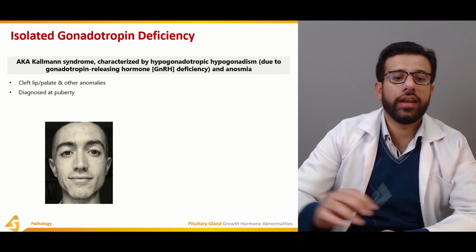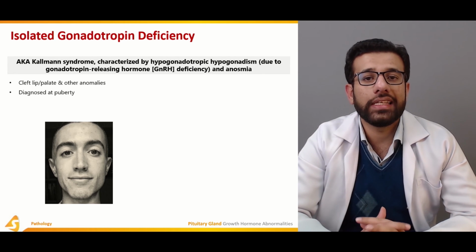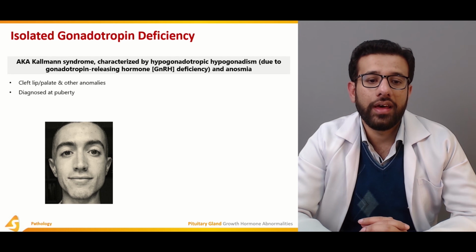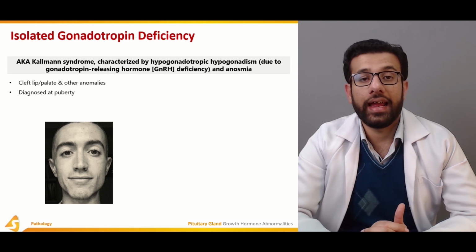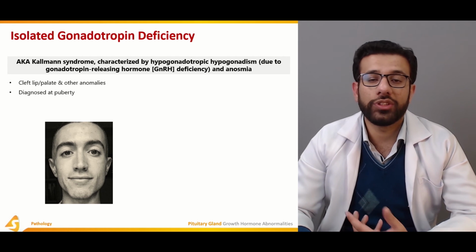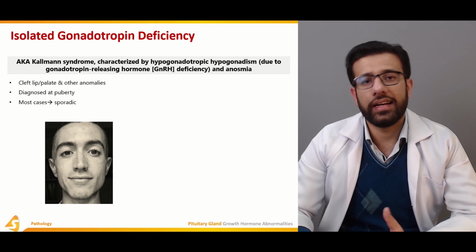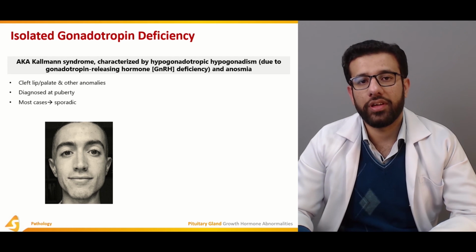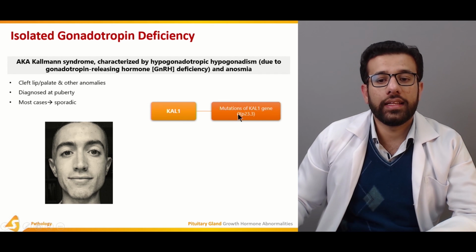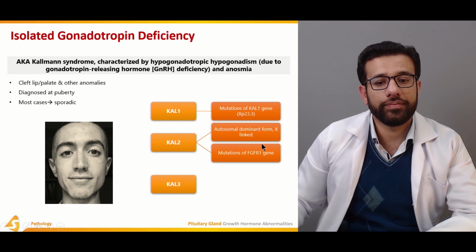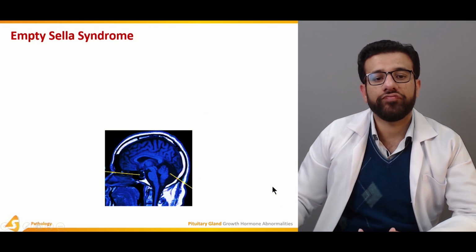Isolated gonadotropin deficiency: the patient presents with Kallmann syndrome, in which there is basically a hypogonadotropic hypogonadism picture, and the most common clinical manifestation is the cleft palate. It is mostly diagnosed at puberty, and the puberty is also delayed in these patients. This is mostly sporadic. So the mutant genes which are involved are the KAL1 and KAL2 genes. KAL3 genes are of autosomal recessive inheritance.